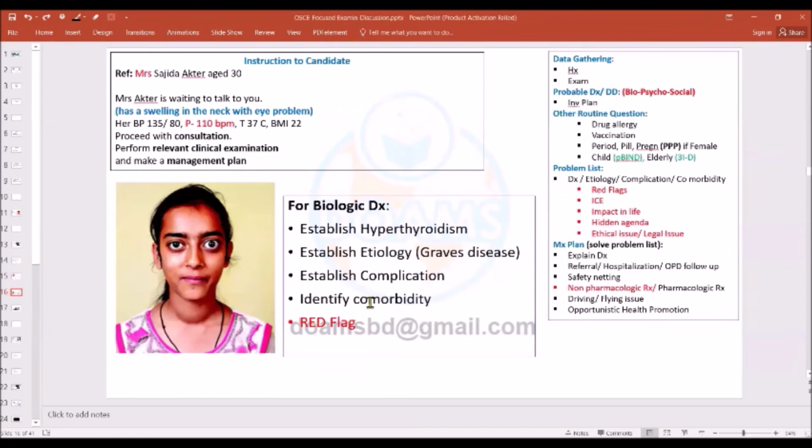Now come to other parts of your holistic approach. If you got the diagnosis, it is not enough, doctors, in your OSCE station. We need to cover any complication. We need to cover comorbidity.